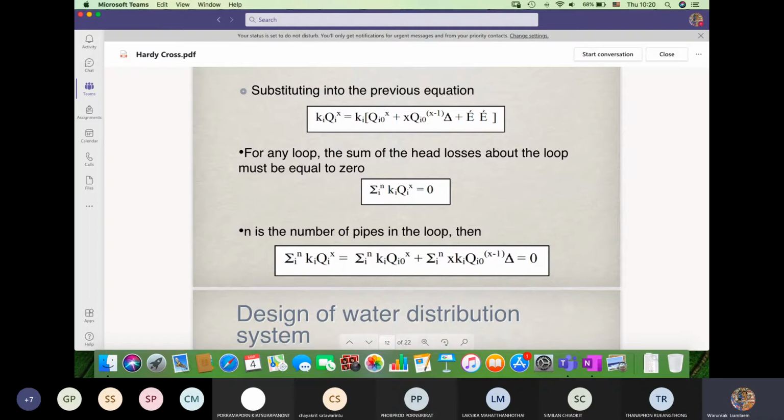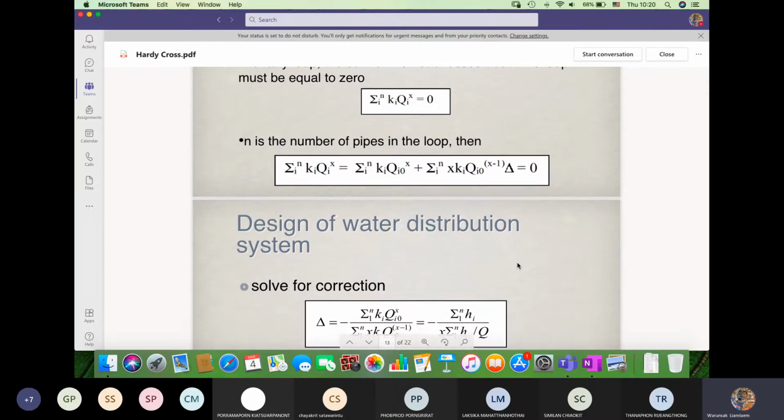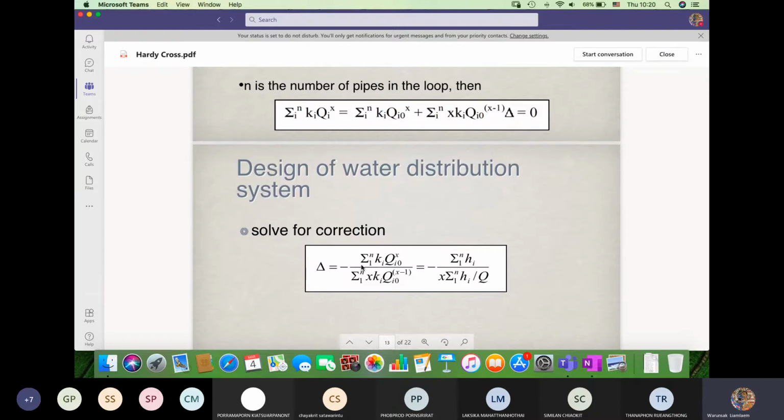and divide by this term, and you will get delta. So delta is given as this: the summation of k Q divided by the summation of x k Q to the power of x minus 1. At the end, we get delta equal to minus the summation of the loss in each element divided by x times the summation of the loss in each element divided by the flow rate. So this is the correction.